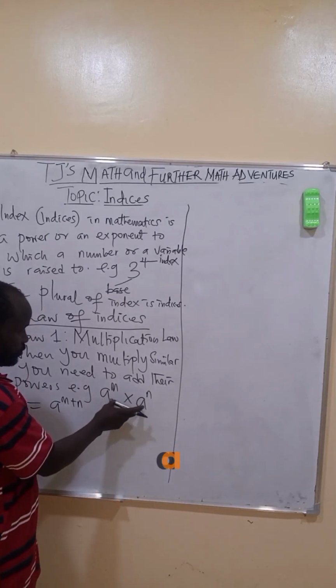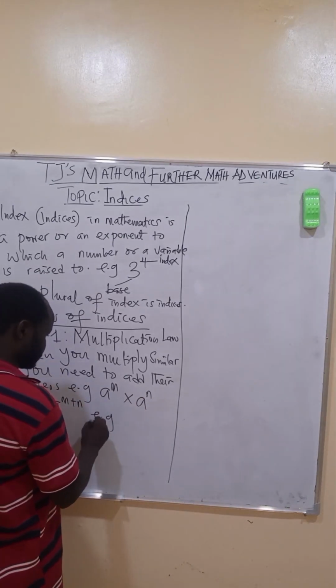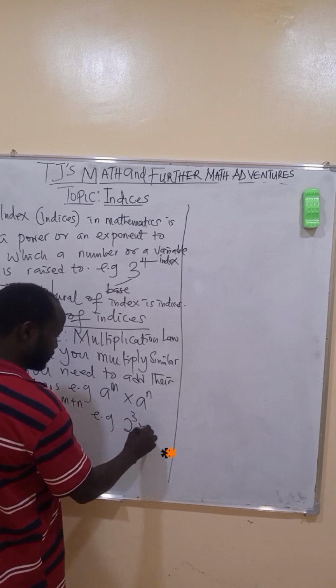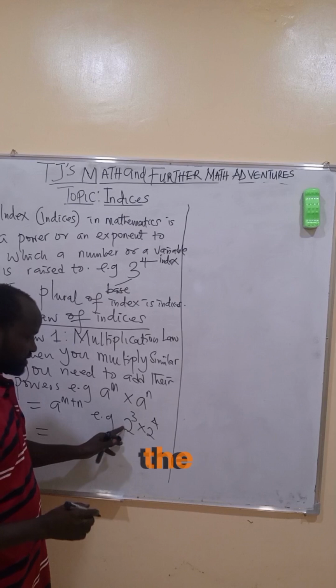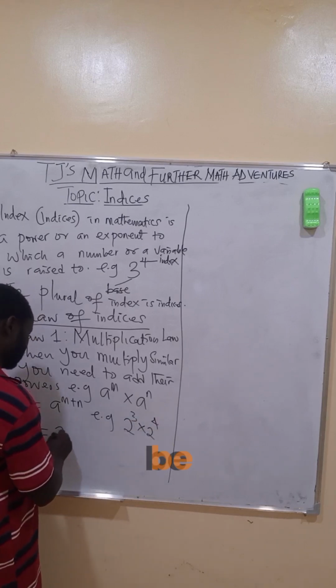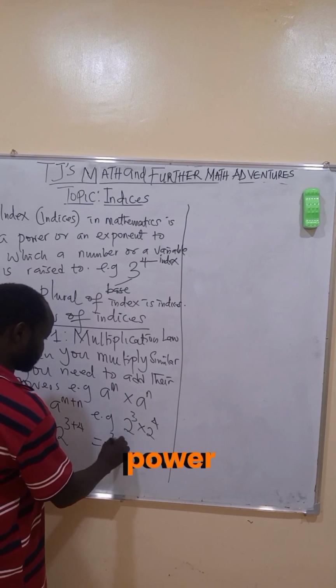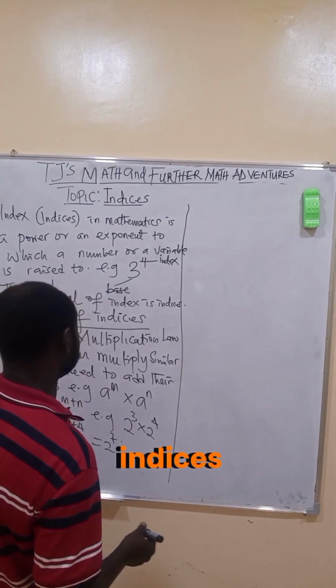It could be numbers or a variable. So e.g., let's use numbers now. Let's say we have 2 power 3 times 2 power 4. The bases are the same, so we can add the powers. This will be 2 power 3 plus 4, that will be 2 power 7. This is the first law of indices.